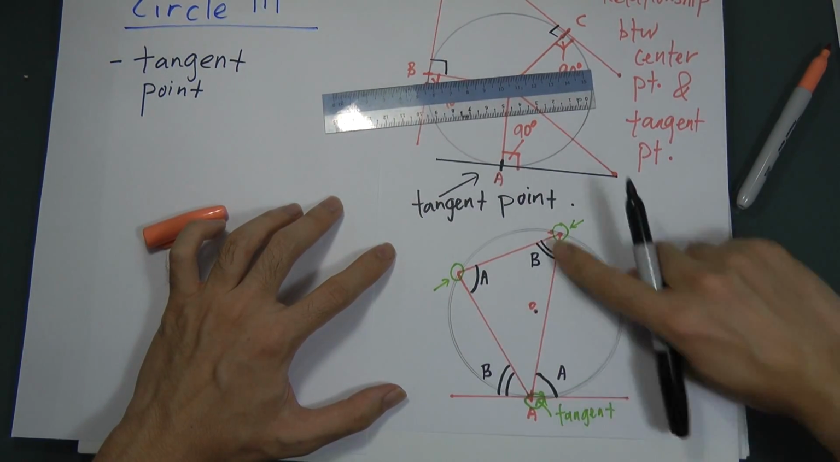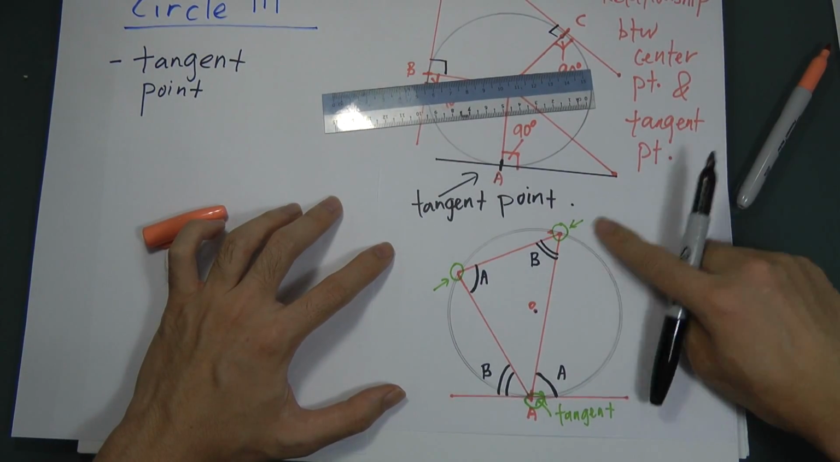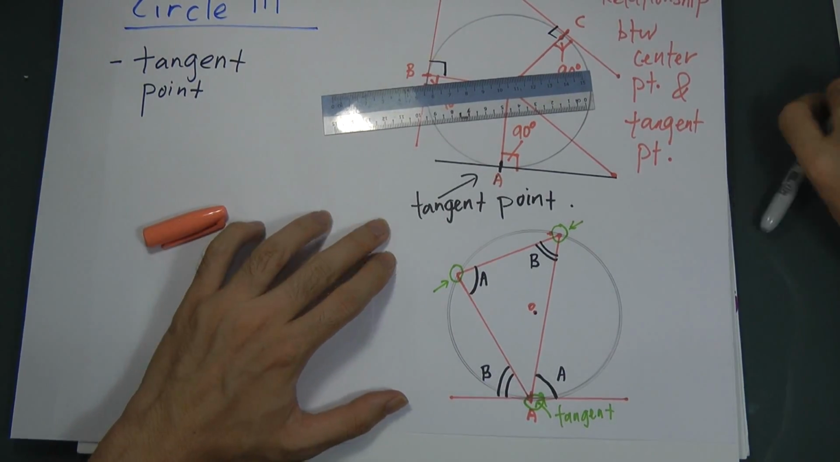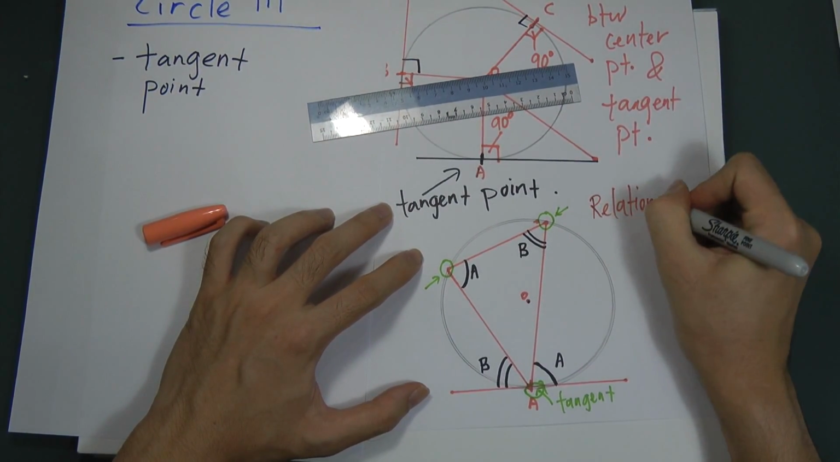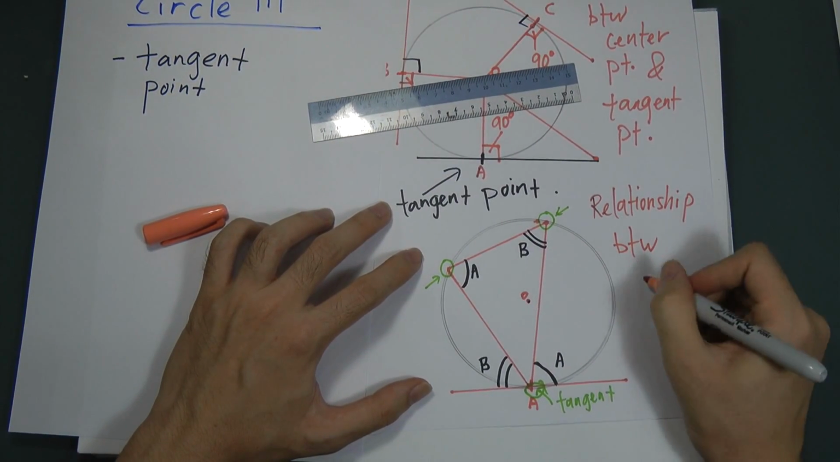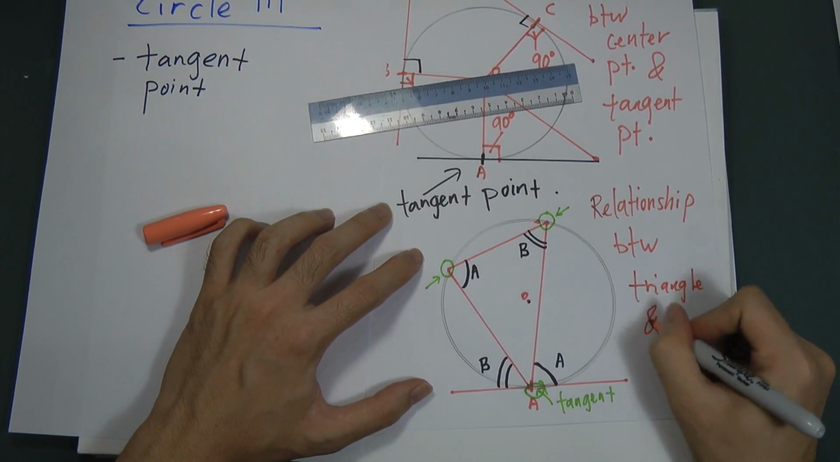This one you must be able to see. This is very important, about the tangent point and the triangle. Okay, so this one I call the relationship between the triangle and the tangent point.